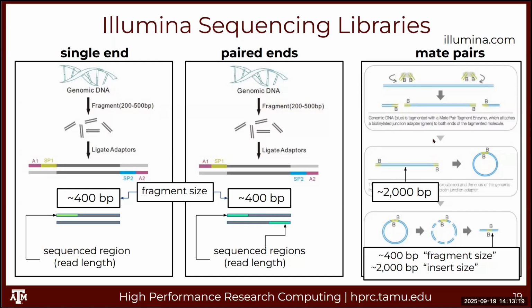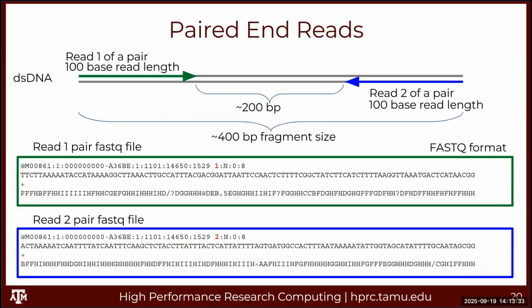Mate pairs, this is creating a long insert, sometimes 2,000, sometimes 10,000, that helps with genome assembly. So let's just take an example, double-stranded DNA. If the entire fragment is 400 base pairs long and your sequence read is only 100, then you're going to sequence the top strand 100, you're going to sequence the bottom strand 100, and there's 200 bases in the middle. You don't know what that is. But you're going to get enough fragments that when you do an alignment, they'll overlap, and you'll be able to find out what's in the middle there.